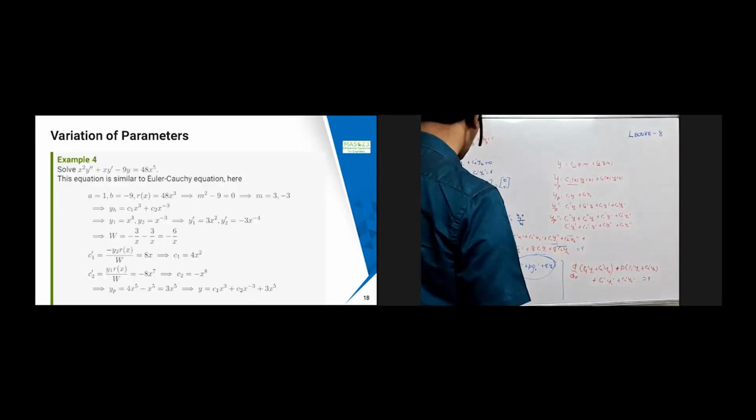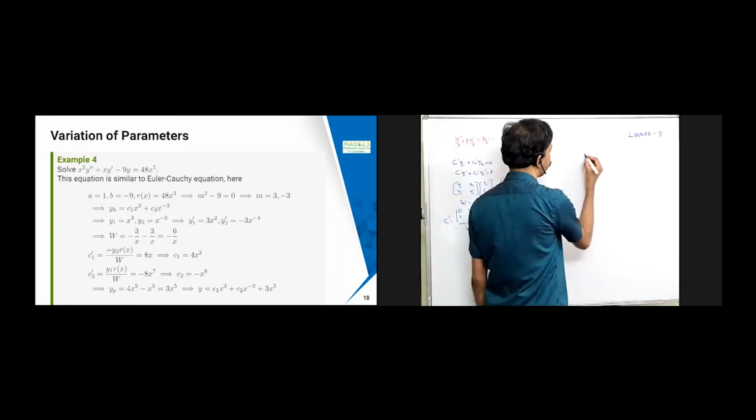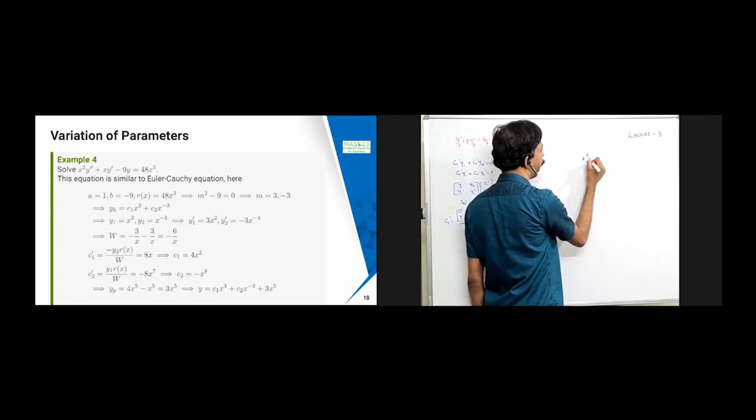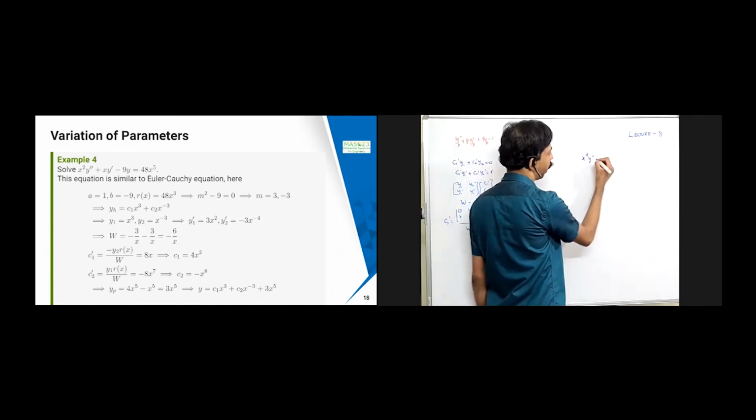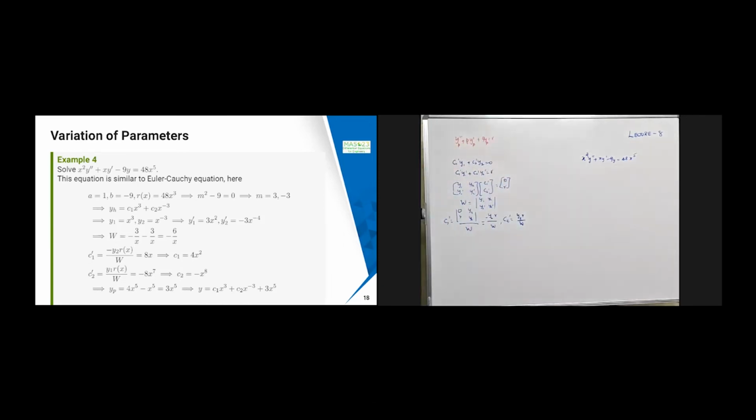So let us solve one problem using this method. Then you will understand how it works. x squared y'' plus x y' minus 9y equal to 48 x power 5. This is the problem. Now I have to solve this problem.